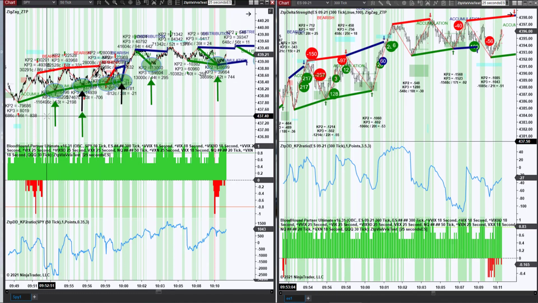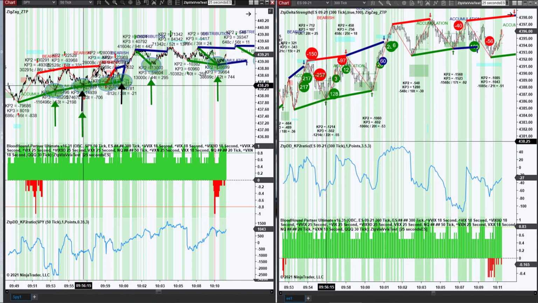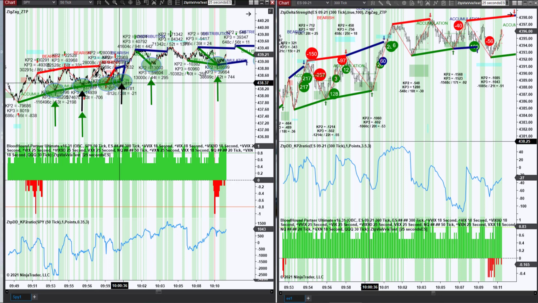That takes us into a series of very profitable trades, which we will start with an accumulation divergence with VXX, an accumulation divergence with VXX, and accumulation on the ES. Another SPY accumulation here, and a SPY accumulation with accumulation on the ES here.